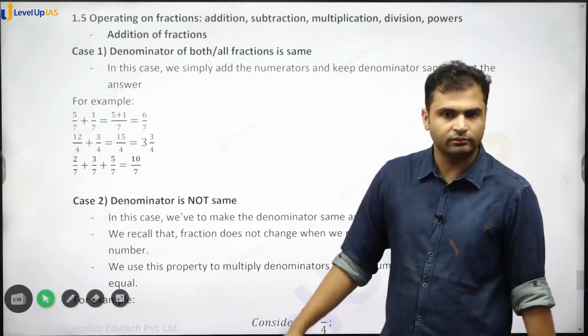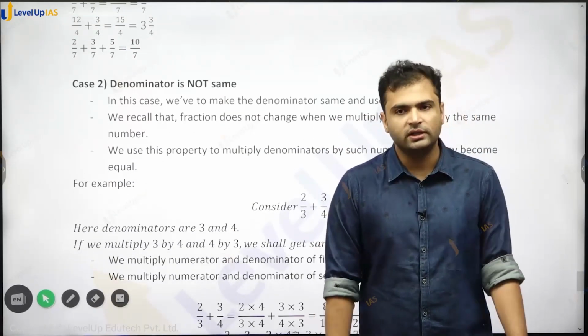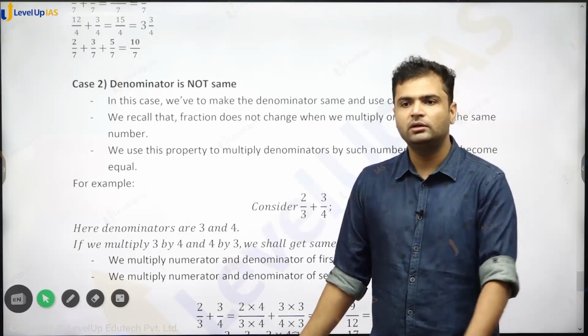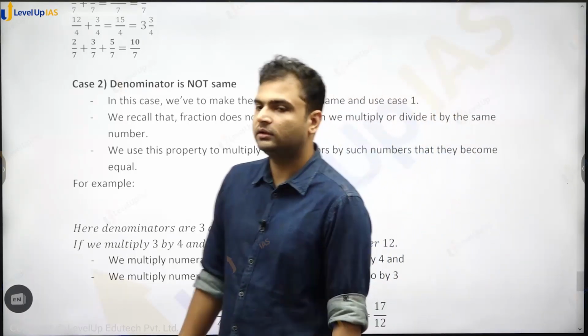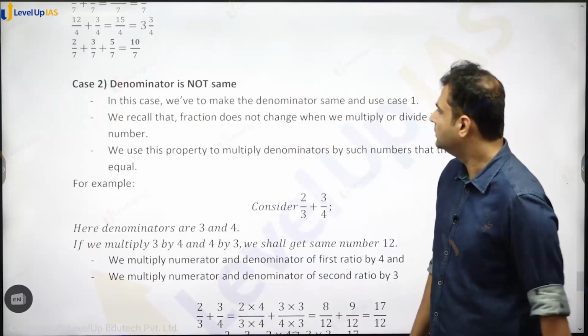Now case 2, if denominator is not same, in this case what we do is we make denominator same by multiplying both the fractions by relevant number in the numerator as well as in the denominator.